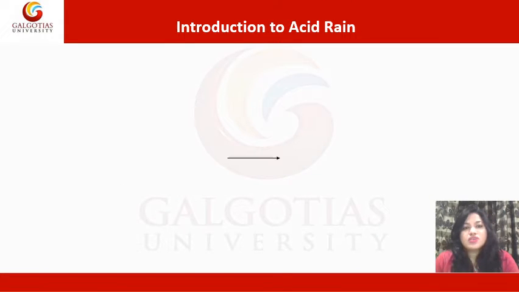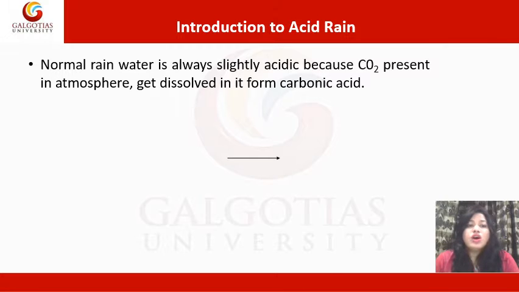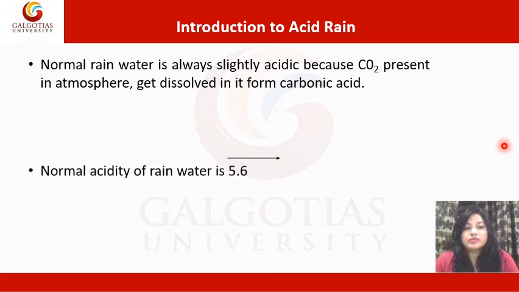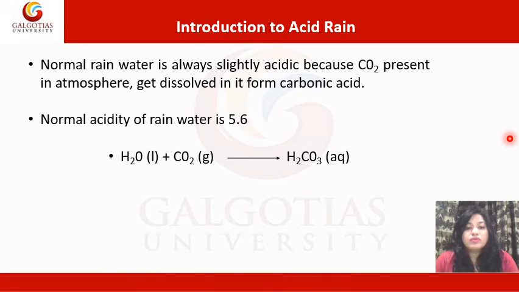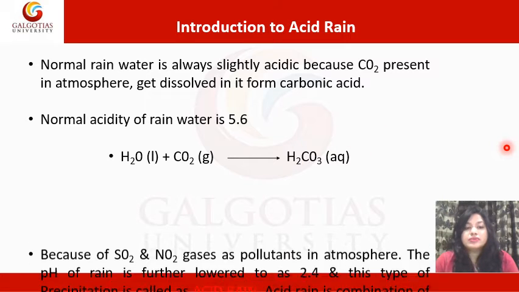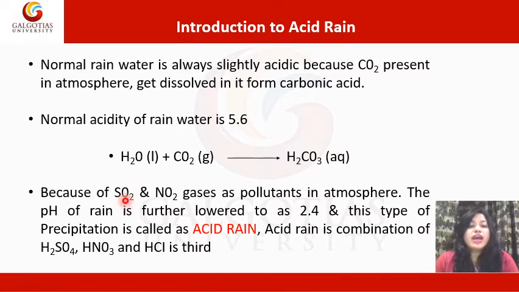Now, let us discuss first what is acid rain. Normal rainwater is always slightly acidic because carbon dioxide present in the atmosphere gets dissolved in it and forms carbonic acid. Normal pH of the rainwater is 5.6. When carbon dioxide reacts with water, it forms carbonic acid. Because of sulfur dioxide and nitrogen oxides as pollutants in the atmosphere, the pH of the rain is further lowered to 2.4 and this type of precipitation is called acid rain.